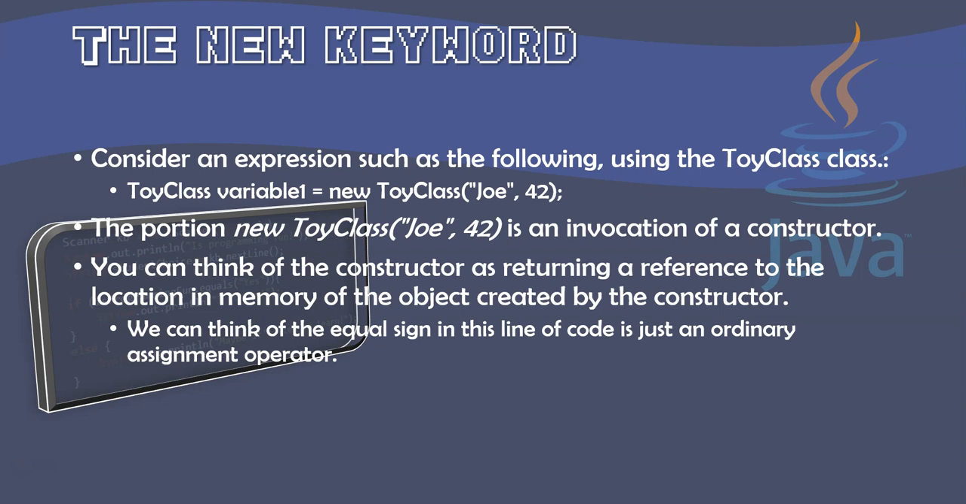And therefore we can extend it to say that the equal sign in this line of code is just an assignment operator. We're setting it equal to something, just like how we would do the same thing with ints, doubles, etc.